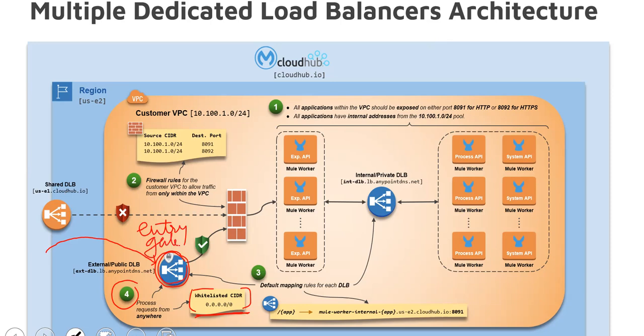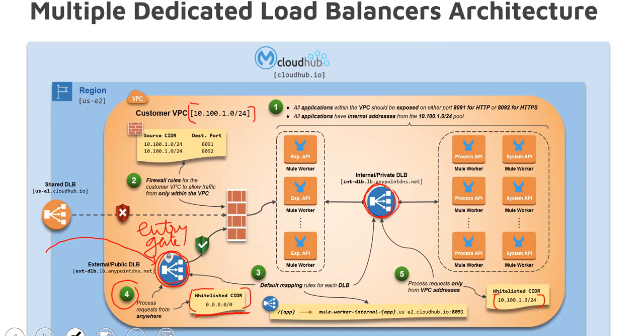This is the external DLB. This is the only gate I have to enter my territory. Okay, point number four. Point number five, if you see, on this DLB I have whitelisted my CIDR block. That means this DLB can be accessed from my CIDR range only, and this CIDR range means I can call this only from within my VPC. We cannot access it from outside.